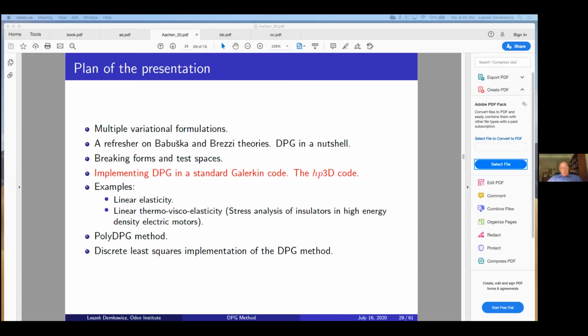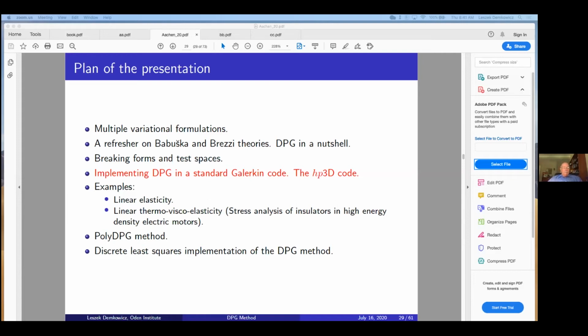There is a DPG implementation in Joachim Schöberl's public NetGen and ng-solve. And there is DPG also developed in the Livermore labs. All of these codes are in the public domain. You can look them up. But there's also our code.